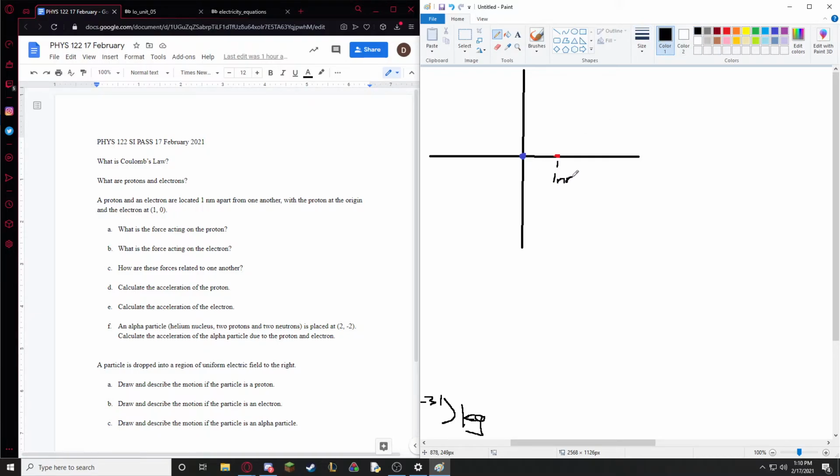1 nanometer. So we want to know what's going to be the force acting on the proton and the force acting on the electron. And then how are these forces related to one another? Let's go ahead and do parts A through C. Take like 5 minutes, and we'll come back and talk about it.